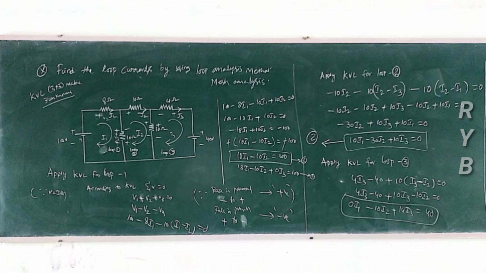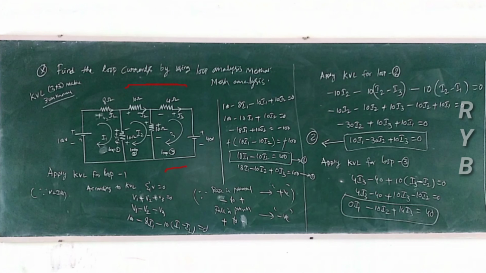In the last classes, we studied how to apply KVL for the two loop method or mesh analysis. Now we go for three loops. How many loops do we consider? Find the loop currents by using loop analysis or mesh analysis for this circuit.